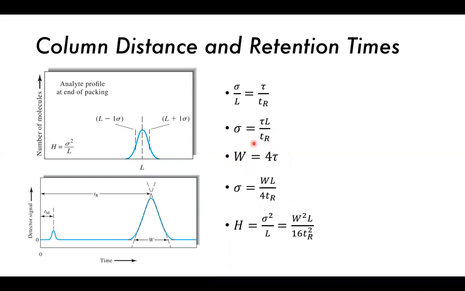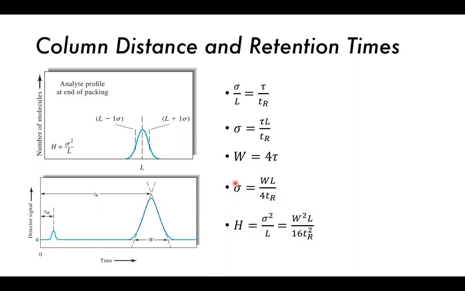So then if we have a term for the width, this W value, as being 4 times the standard deviation of time, then we can put that into our expression for the standard deviation in terms of distance as WL over 4TR. And then the plate height, because we know sigma can be substituted in here. And so we can find out the plate height quite easily from the values that were given, just quite normally actually readable from the chromatogram.